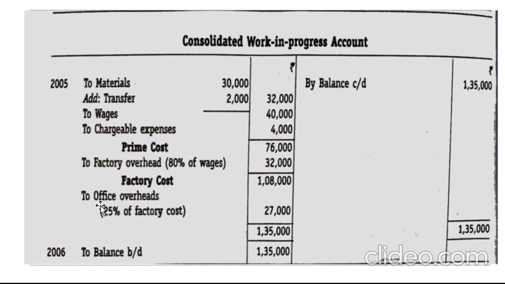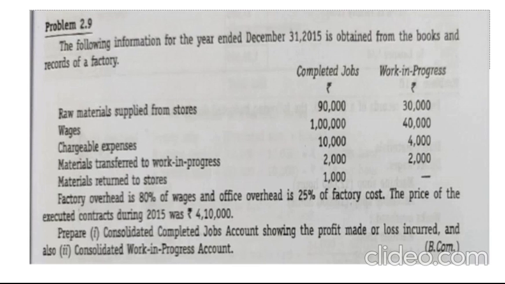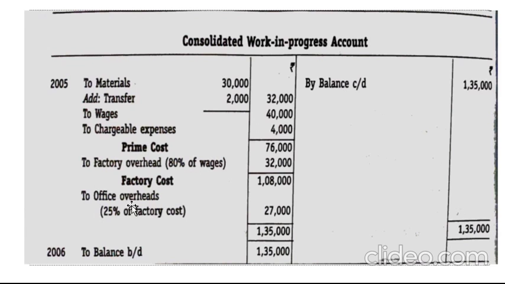Next you have office overhead. In the question they have stated office overhead is 25% of works cost. So in your work in progress account also the same percentage would be applicable. So 25% of works cost, or factory cost. How much is your factory cost? 1,08,000. So 1,08,000 into 25% will give you 27,000.